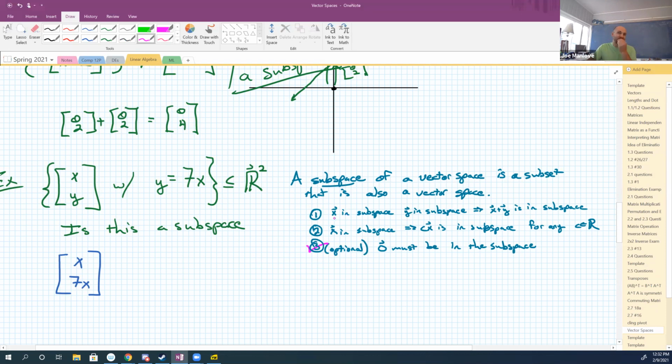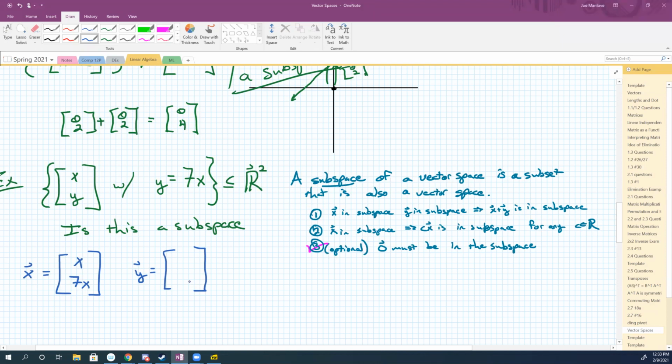All right, so I need to check part 1 here, which is that it's closed under addition. So I need to take 2 arbitrary vectors in my subspace and then show that x plus y is in my subspace. So I'm going to let x be this one and y be a different one. How do I make another vector in this subspace? Plug in a different x. Yeah, I just need to plug in a different number. I'm going to plug in y. So I'm going to do y and 7y.